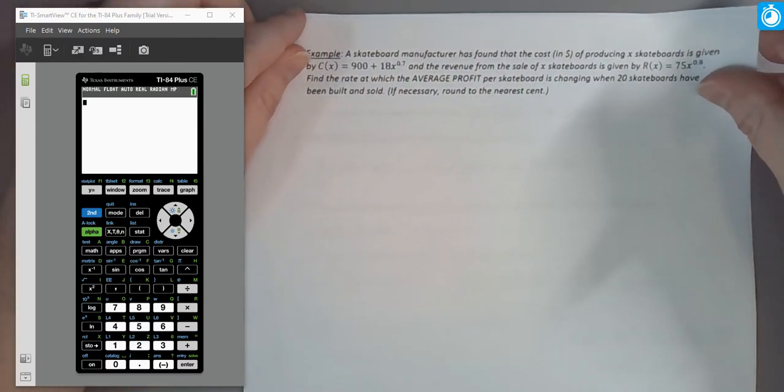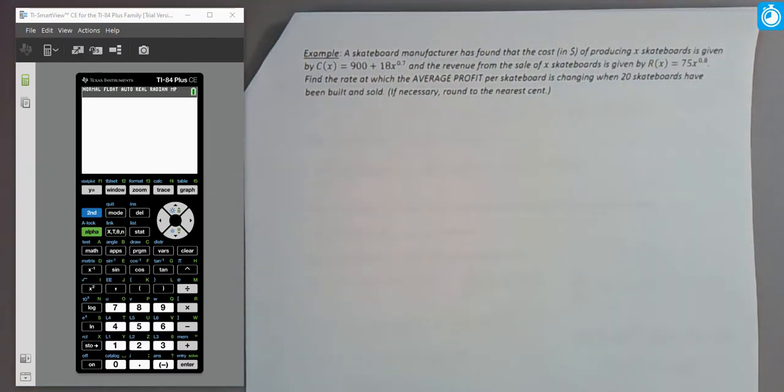Okay, so a skateboard manufacturer has found that the cost in dollars of producing x skateboards is given by C of x equals 900 plus 18 times x to the 0.7 power. And again, x is going to be the number of skateboards produced. And the revenue from the sale of the same number of skateboards is given by R of x equals 75 times x to the 0.8 power.